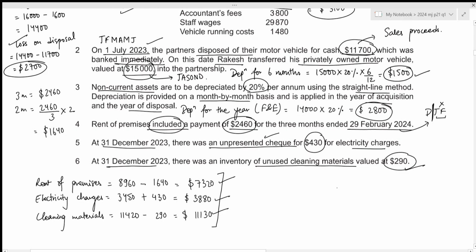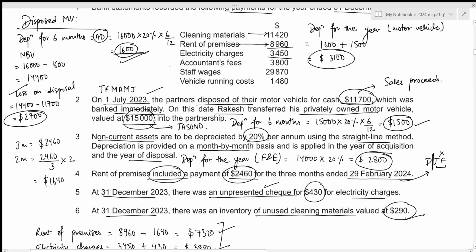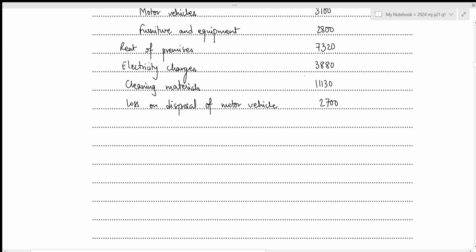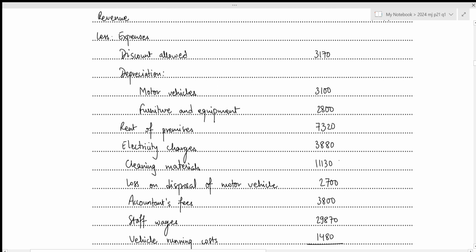Okay, we were also given other expenses which did not require any adjustment, so we can include these at the given value. So accountants fees will be 3,800, then staff wages will be 29,870, and vehicle running costs will be 1,480. Let's write it down. So we first have accountants fees of 3,800. We then have staff wages of 29,870, and we have the vehicle running costs, which is 1,480. And that will be all for our expenses because we've listed down all the given information.